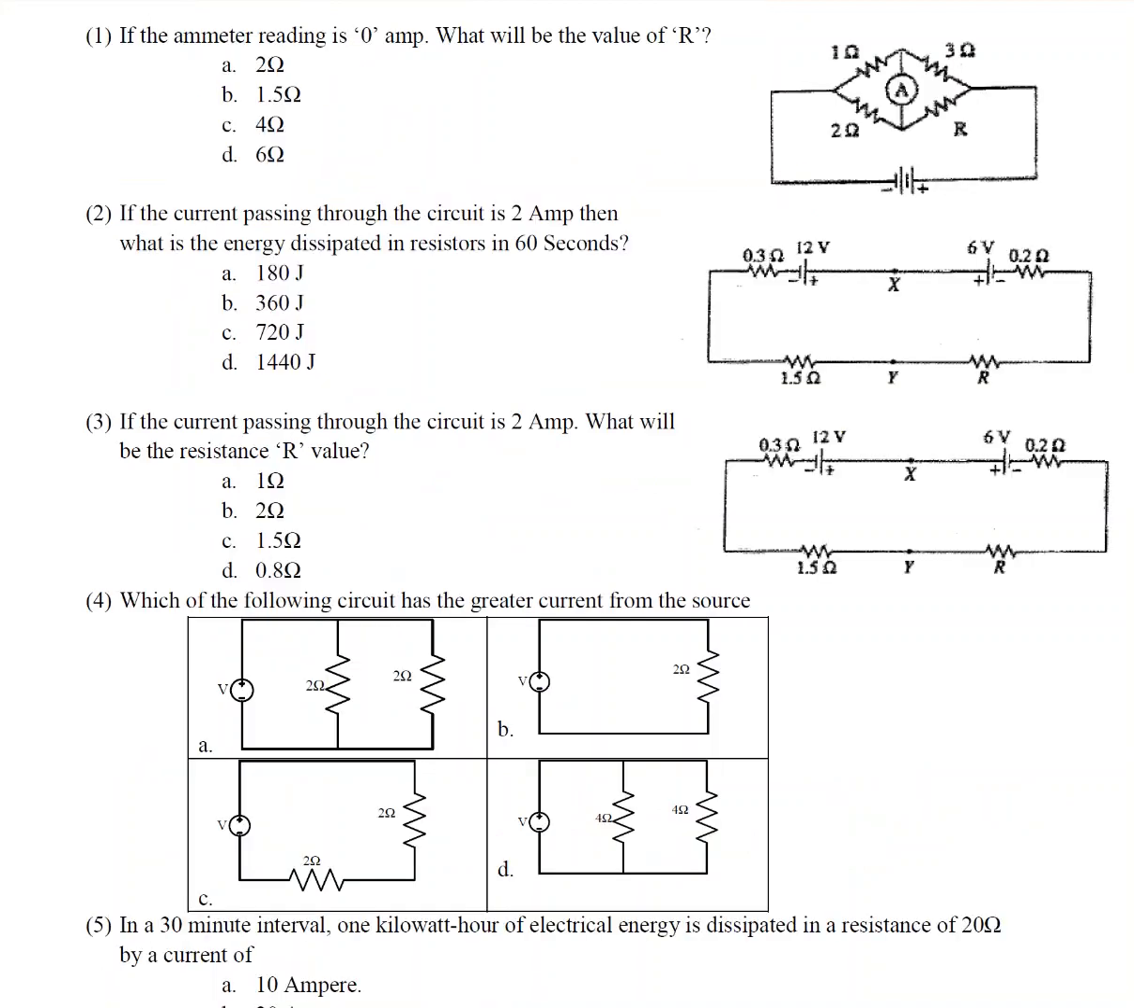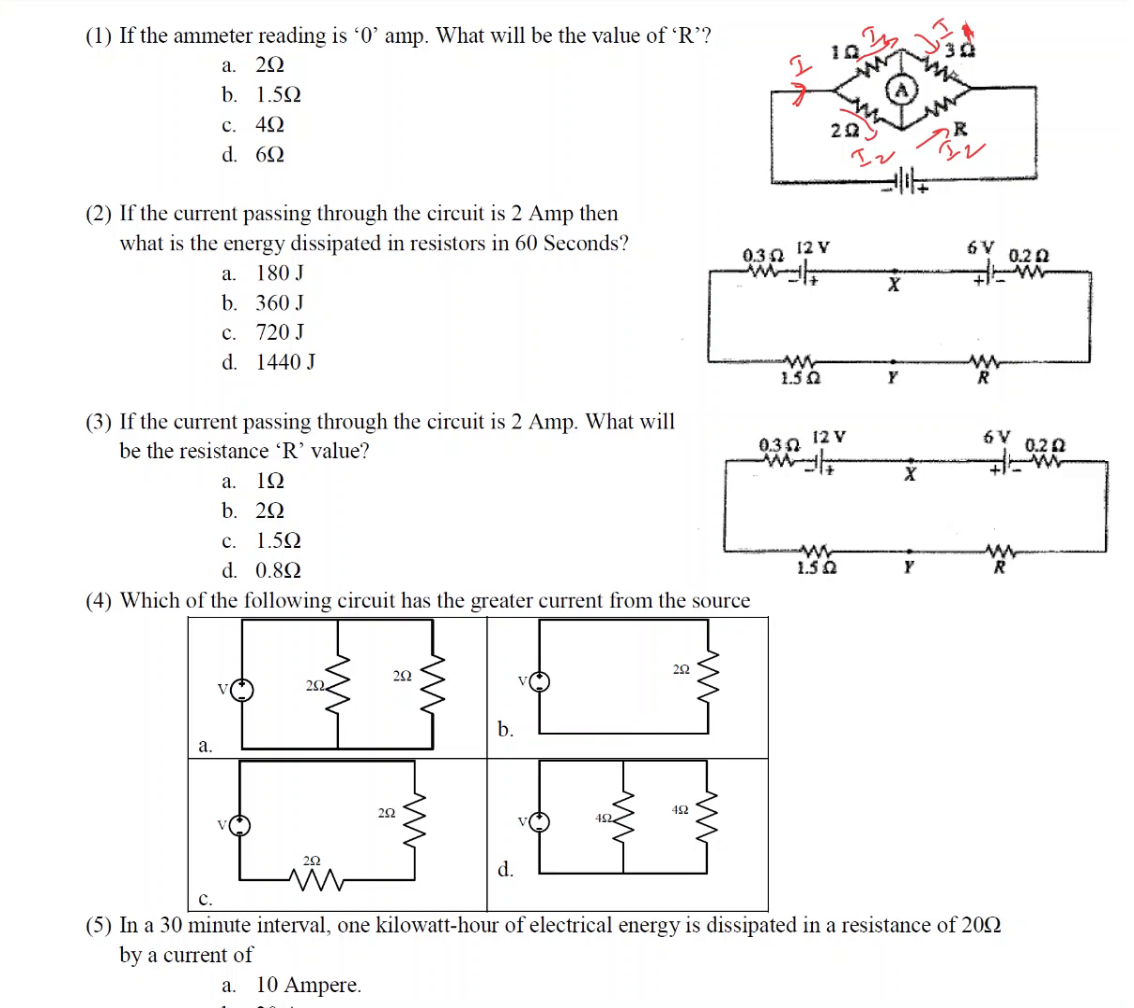Okay, here is the next question. If the ammeter reading is 0 amperes, what will be the value of R? So basically, whatever current is supplied by the source, say I ampere, is going to split into two paths, I1 and I2. The same current I1 must pass through here, and the same current I2 here. He's saying that the ammeter reading is 0 amperes.